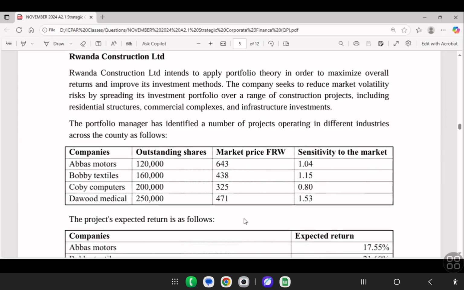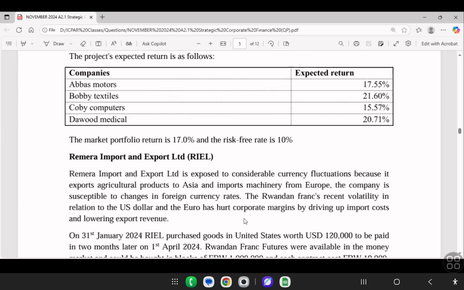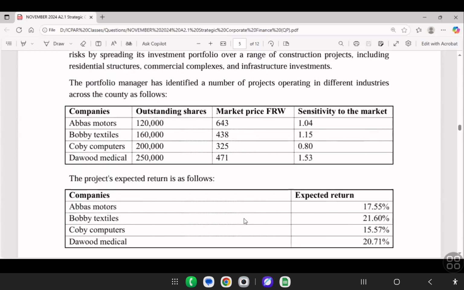We are given the companies: Abbas Motors, Bobby's Textile, Kobe Computers, Dawood Medical. In each, we are given the outstanding shares, the market price in Rwandan francs, and the sensitivity to the market, which is the beta coefficient. We are further given the project expected return. Remember, we talked of expected return of the asset. The expected returns are given in percentages. The market portfolio return is 17% and the risk-free rate is 10%. That is the information about Rwanda Construction Limited.